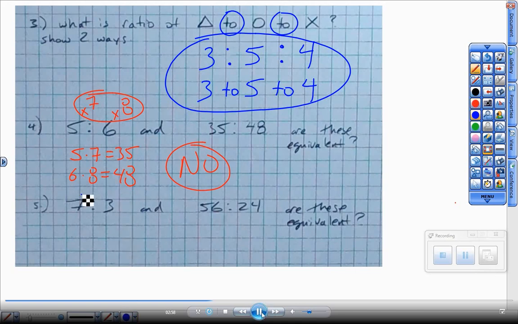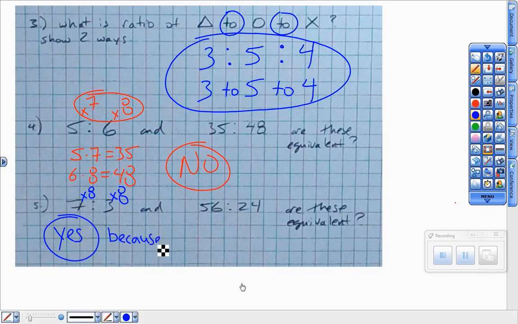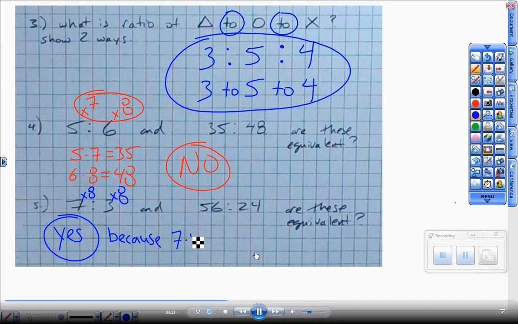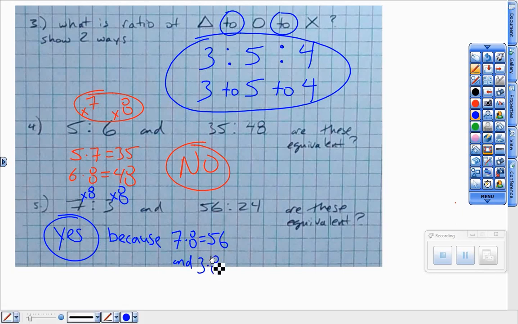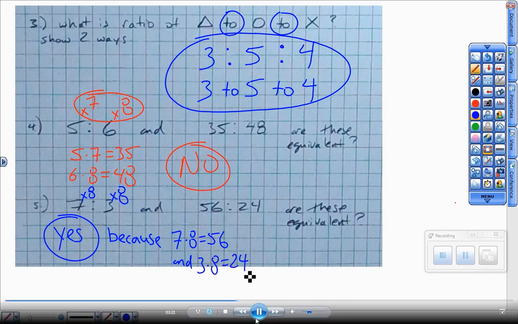So the fifth one here, if I take 7, 56 divided by 7 is 8. 24 divided by 3 is 8. That is a yes, because I'm timesing both 7 and 3 times 8 to get that 56, 24. That means they are equivalent. 7 times 8 is 56, and 3 times 8 is 24.